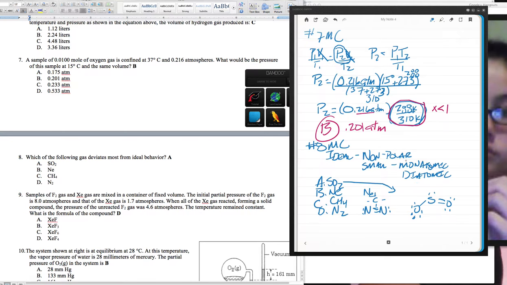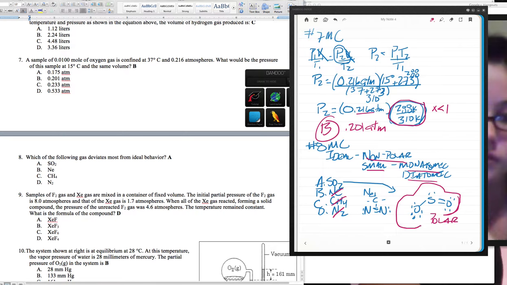But you look at it, and if you're looking for small monatomic, so that means neon's out. The small diatomic, that means N2's out. Non-polar, that means CH4 is out. And SO2 is definitely polar. And as far as electron density, it's kind of bigger like that. So there's going to be a lot of attraction and repulsion. So that's why A is the right answer.